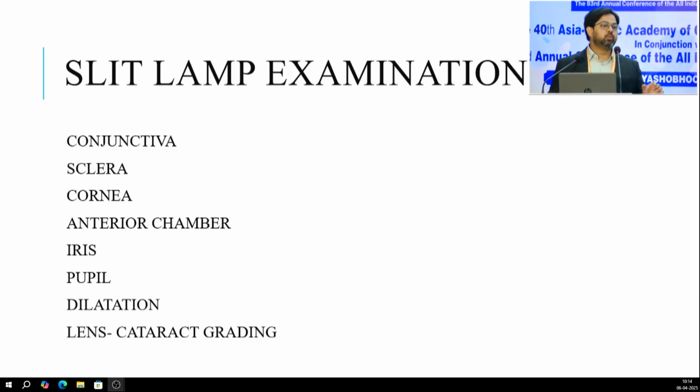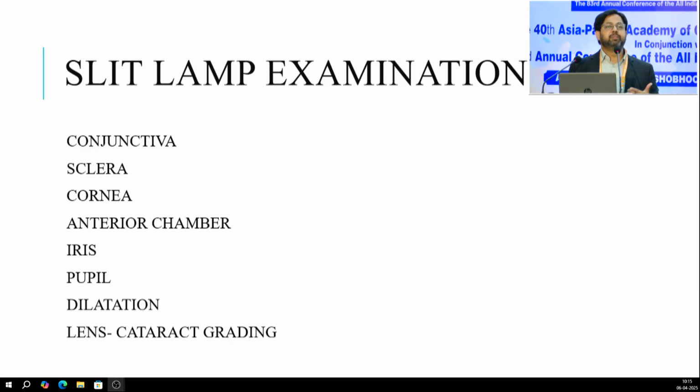Do document how much is the dilatation, because the surgical planning changes. If the patient is dilating only 4 mm with all your pharmacological agents, it becomes important. You might need a pupil expansion device. You might need iris hooks. You might need rings for that matter. And do document how much the patient is dilating.